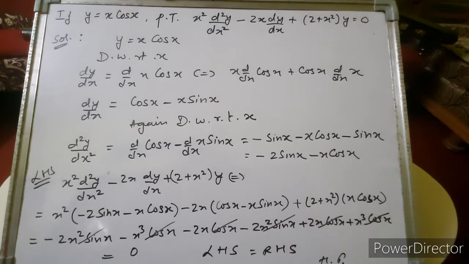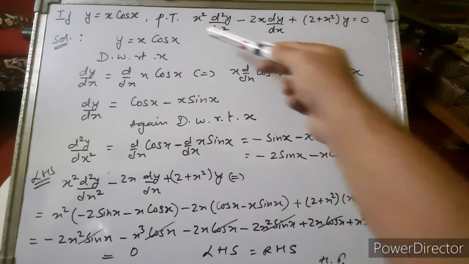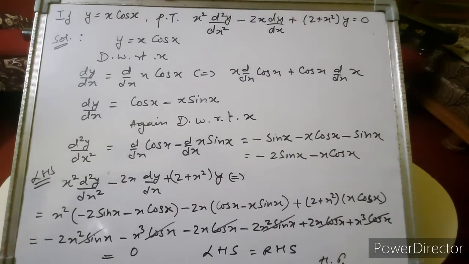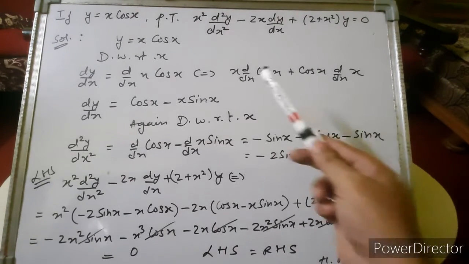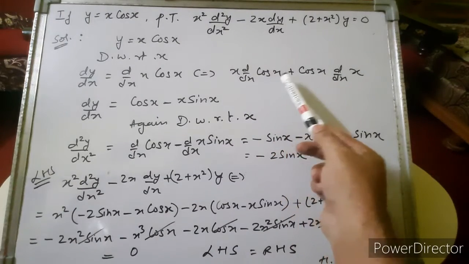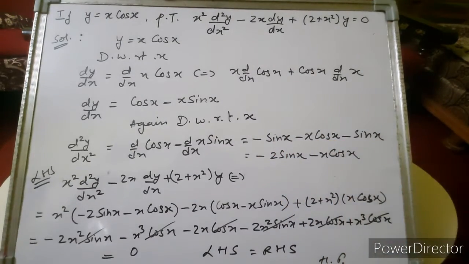Now, the value of y is given as x cos x. If we differentiate this term with respect to x, the derivative of y is dy by dx. Right, children? And if we differentiate the right hand side, x cos x, you can see two different functions are written. x is algebraic and cos x is trigonometric. So here we are going to apply the product rule. What is the product rule? f1 d by dx of f2 plus f2 d by dx of f1. So it will become x d by dx of cos x plus cos x d by dx of x.